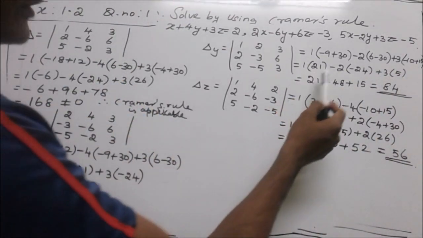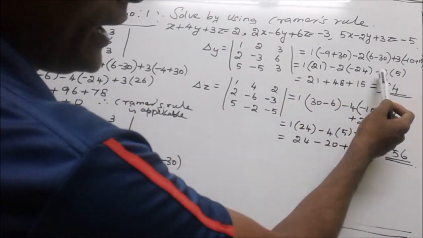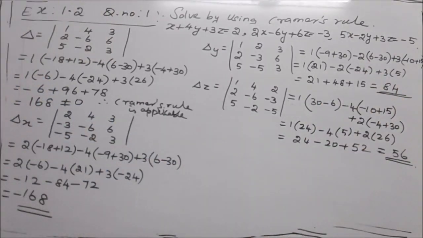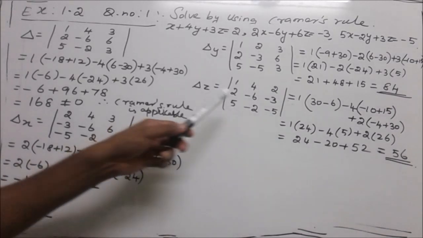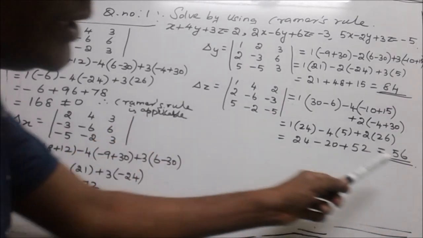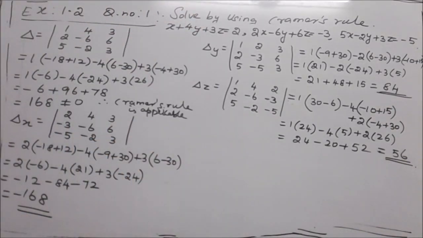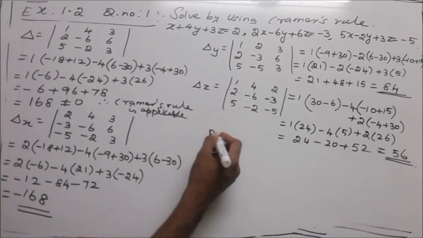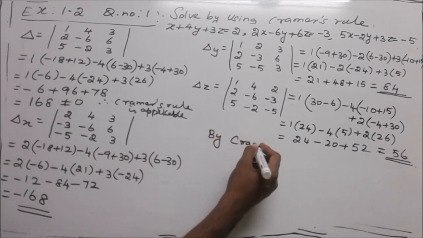Then it will be equal to 21. Multiplying these two, 48, here 15. Totally we have 84 as delta y. Then delta z, similarly you can proceed. The delta z will be equal to 56. So by Cramer's rule we can find the value of x, y, z.